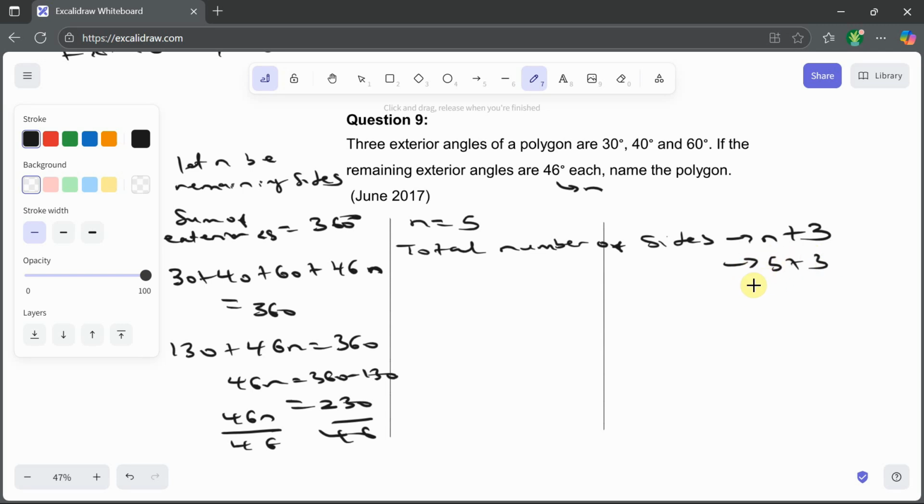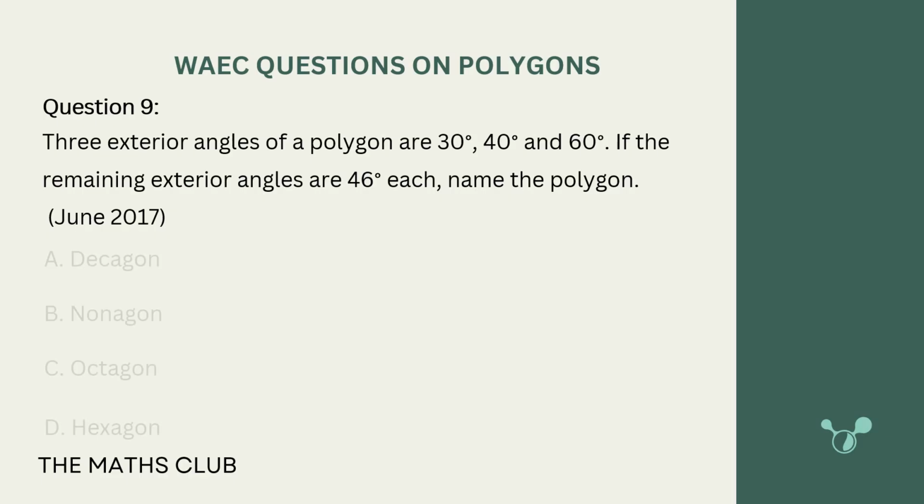And 5 plus 3 is 8. What polygon has 8 sides? Beautiful, an octagon. So if I want to name it, I will call it an octagon. If you don't interpret the question very well, you will just say n is 5 and you say it's a pentagon, but that is wrong. Let's see if the answer is correct. That will be option C. Great.